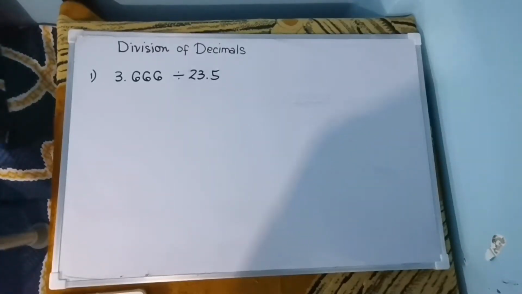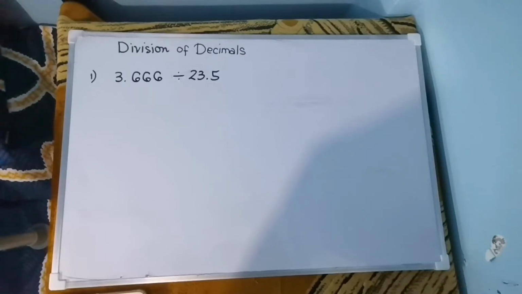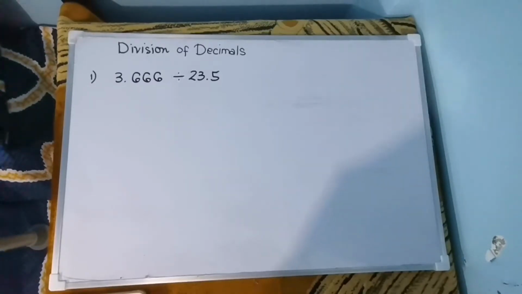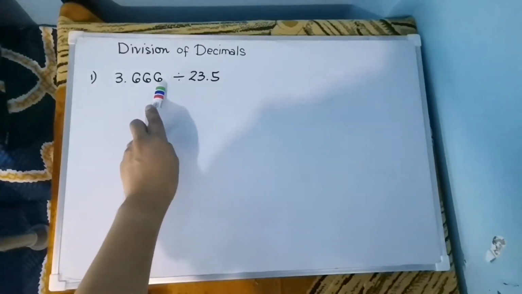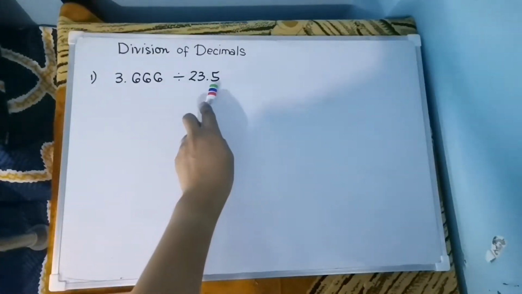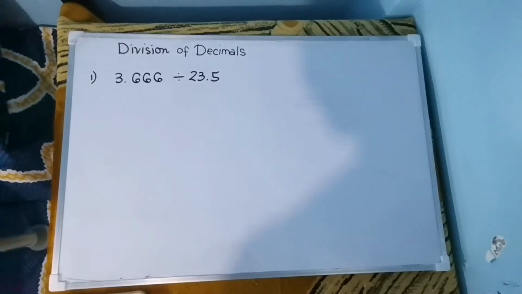So for today's video lesson, I will be discussing the steps on how to divide decimals. I will be giving two examples, and then we need to follow the steps in dividing decimals. Let's say we have 3 and 666 thousandths divided by 23 and 5 tenths. So yan yung ating ide-divide.